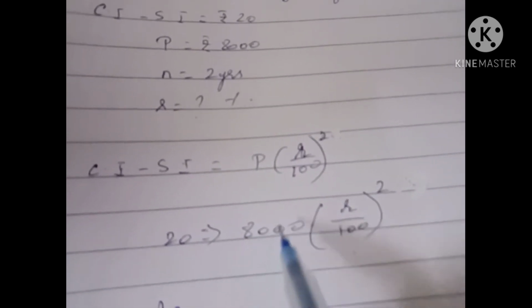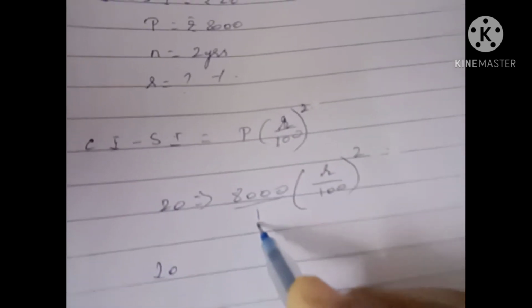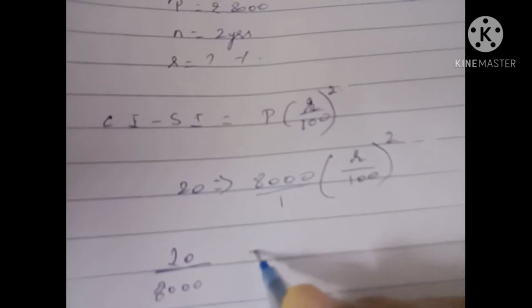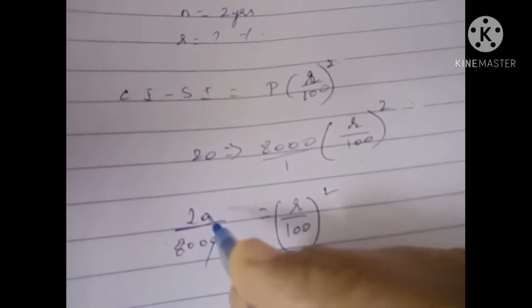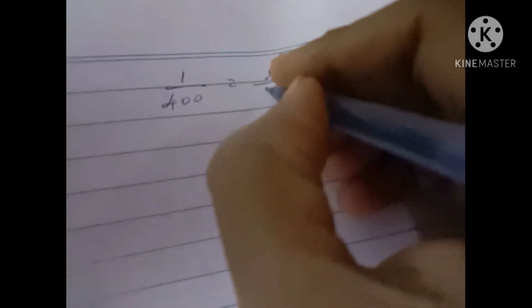Now bring this 8,000 to your left hand side. If you take 8,000 by 1 to your left hand side, you have to take the reciprocal, that is 1 by 8,000 is equal to (R by 100) the whole power 2. Here zero, zero cancel, in the 2 table, 2 ones are 2, 2 fours are 8. Therefore 1 by 400 is equal to (R by 100) the whole power 2.